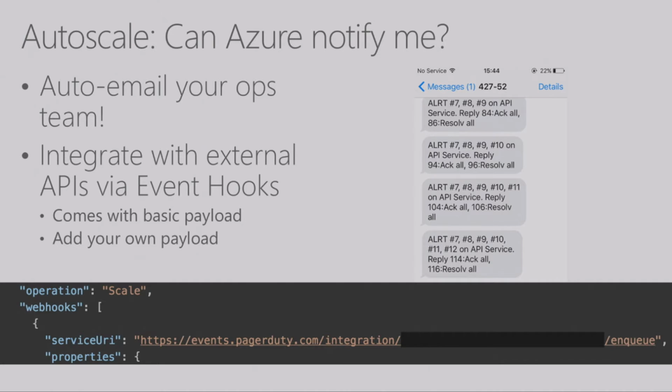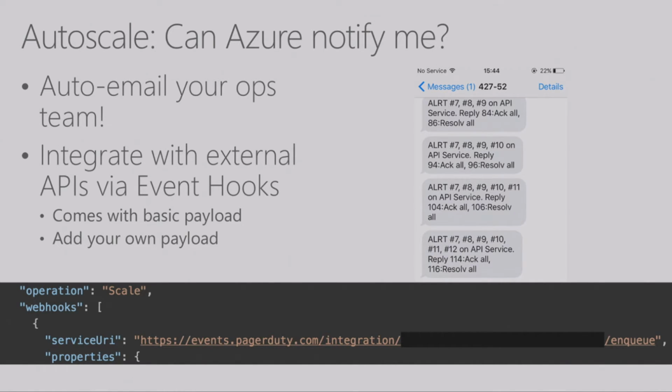And so in the part where it says operations scale, that is saying that on a scale event, we want to make a call out to that URI, which is events.pagerduty.com/integration/ a unique ID given to me by PagerDuty, which I don't want you to necessarily just start hitting right now, so I removed it from the slide, /enqueue. And when a scale event happens, we will make a request out to this HTTP location, and that will cause PagerDuty to then trigger an alert to me.